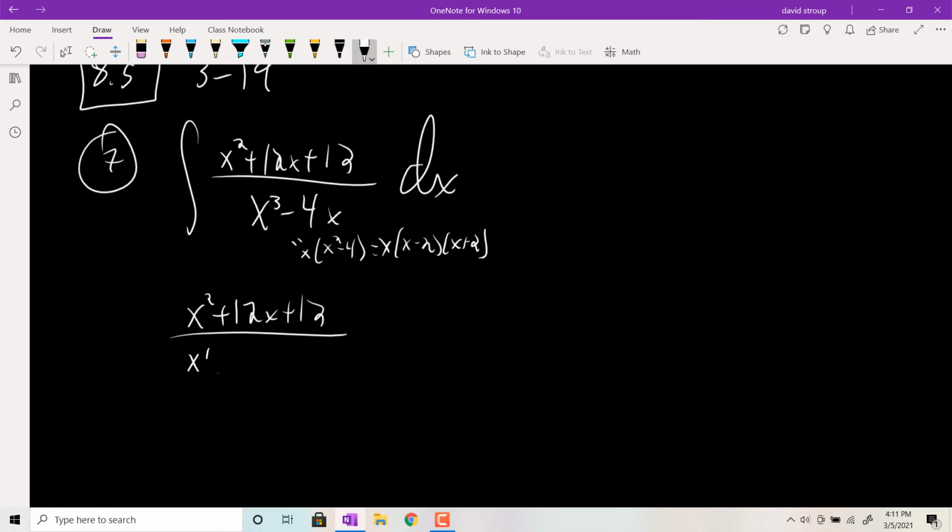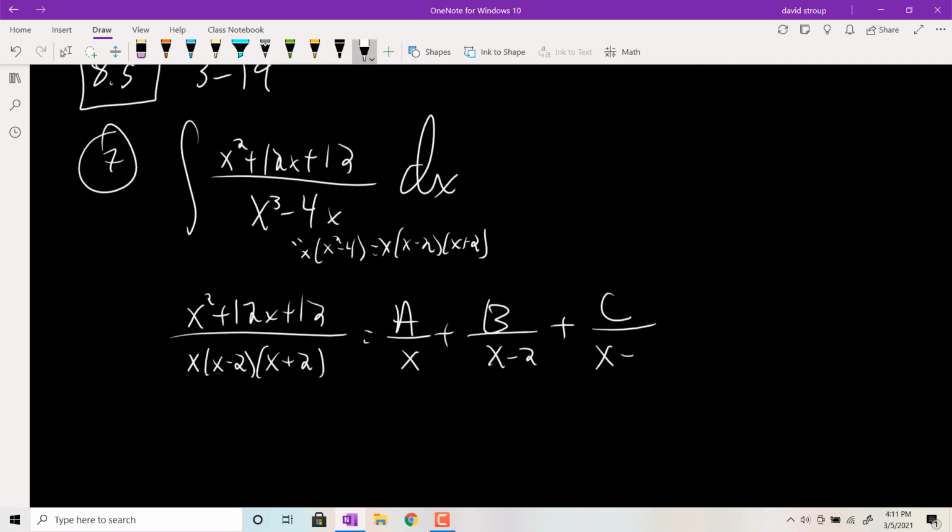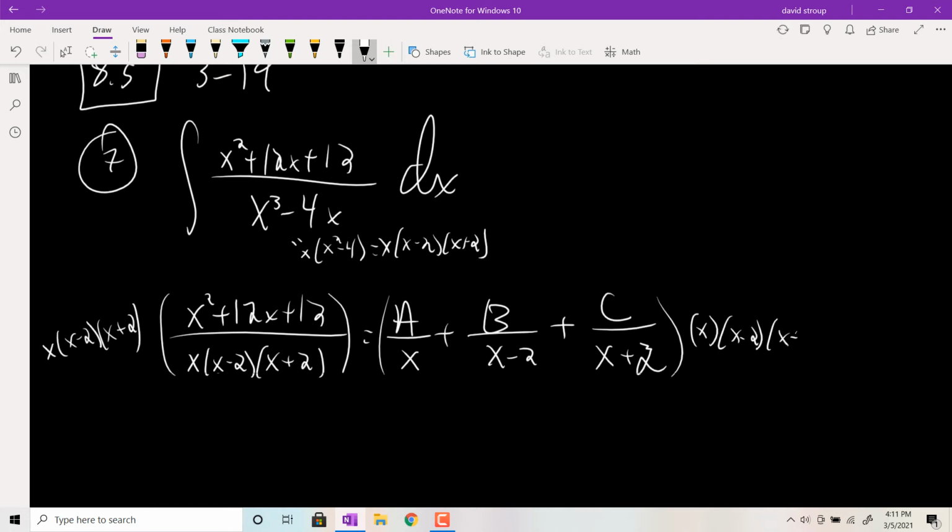So the fraction equals A over x plus B over x minus 2 plus C over x plus 2. These are all linear factors, non-repeated, so I can just put A, B, C in the numerators. There'll just be 3 of them. Then I want to multiply to get rid of all the fractions, so multiply both sides by x times x minus 2 times x plus 2.